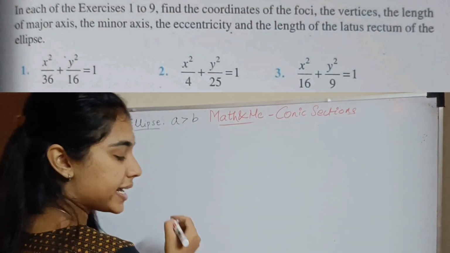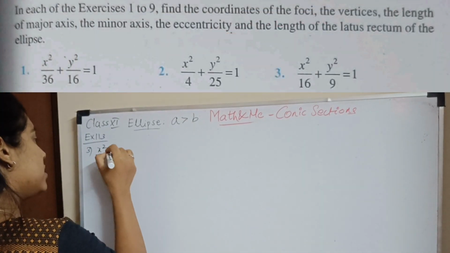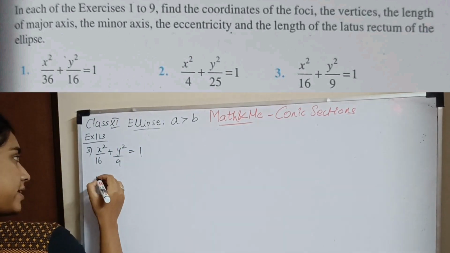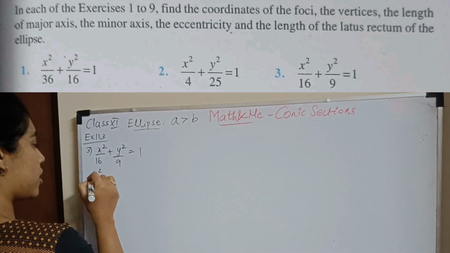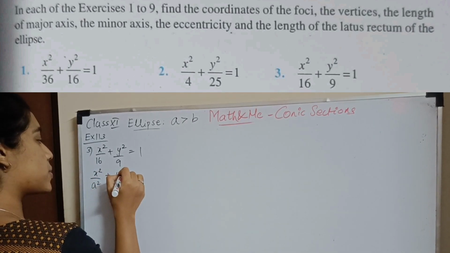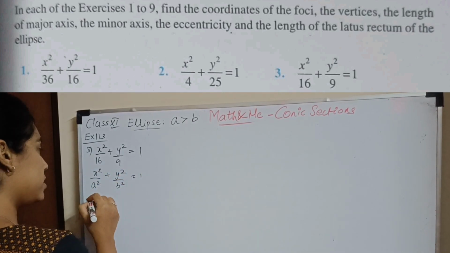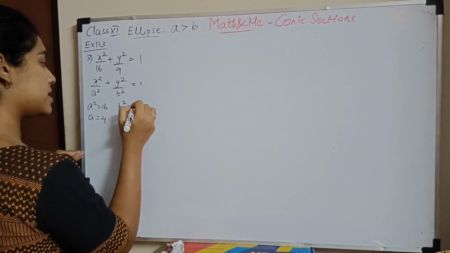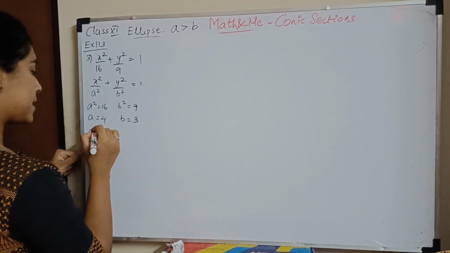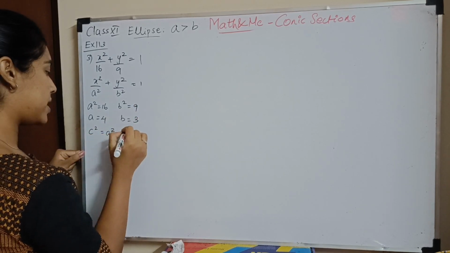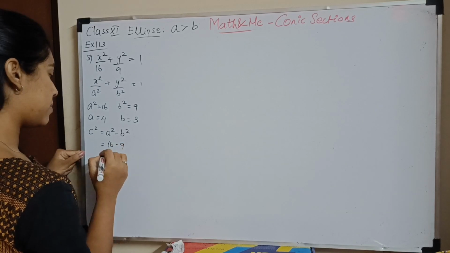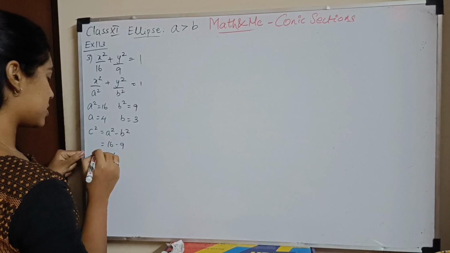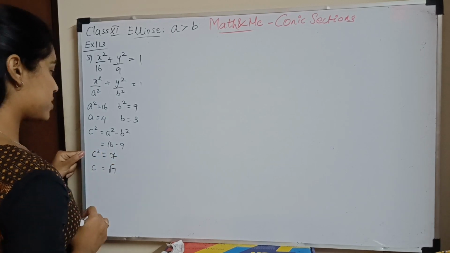Question number 3. X square by 16 plus y square by 9 equals 1. So I have a greater than b. So this is of the form x square divided by a square plus y square divided by b square equals 1. So my a square is 16, a equals 4, b square is 9, so b equals 3, c square equals a square minus b square, which is 16 minus 9. 16 minus 9 is 7. So this is my c square. C equals root 7. Okay.